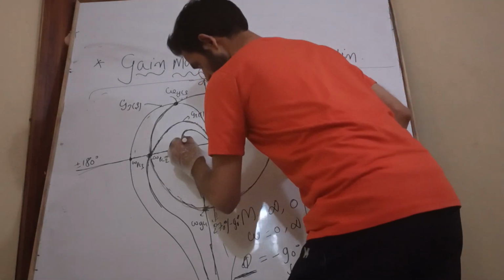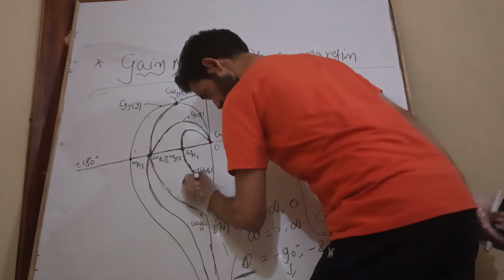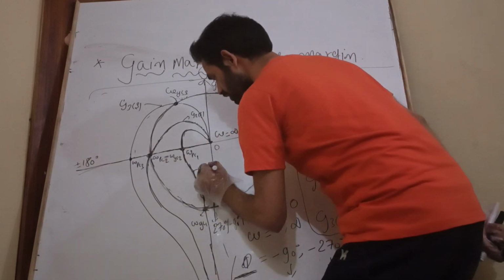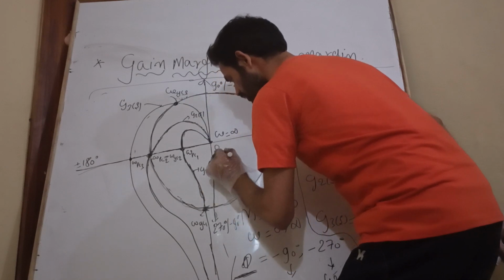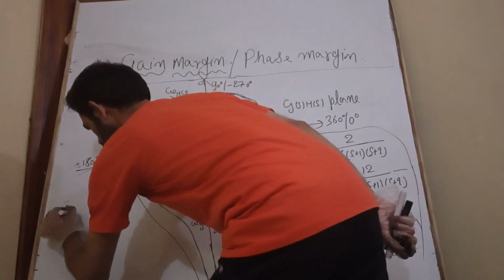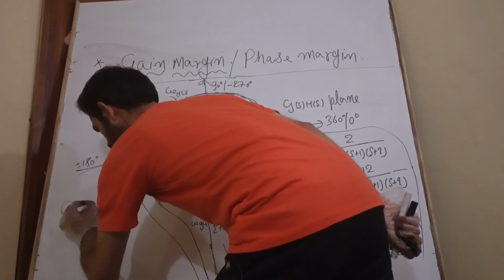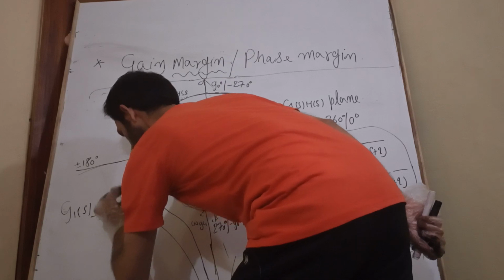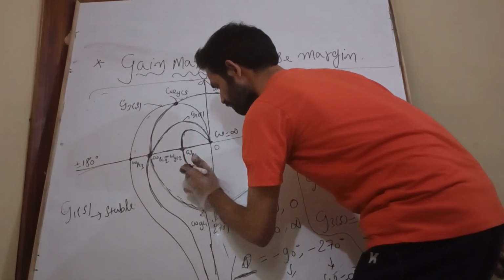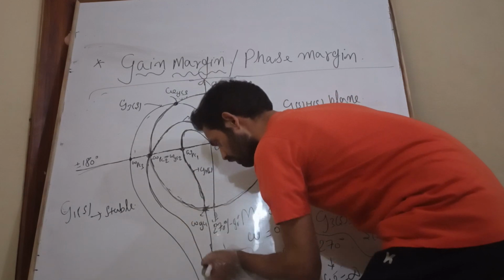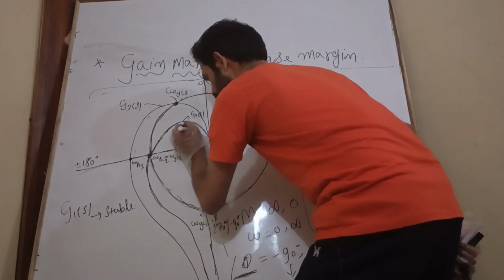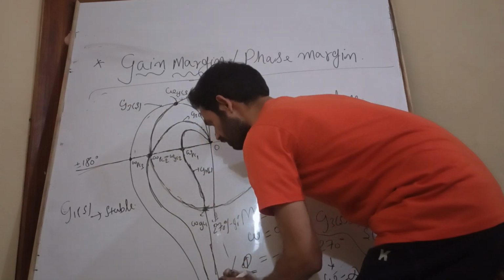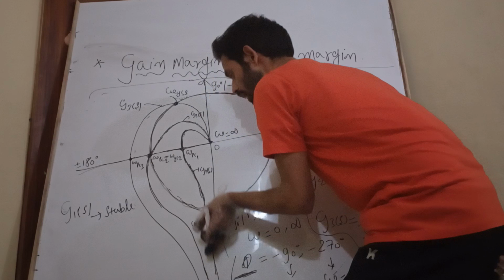See here, this plot is cutting the real axis inside the unit circle. So this G1 of s system is stable. This is my stable system perfectly. And this curve shows the frequency variation, from low frequency to high frequency.